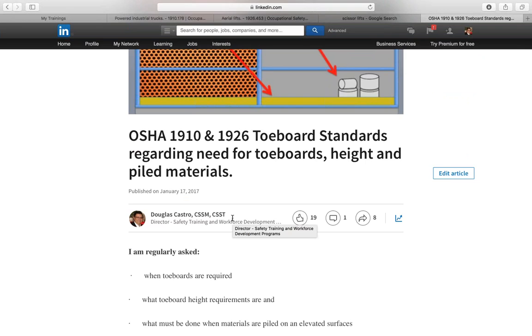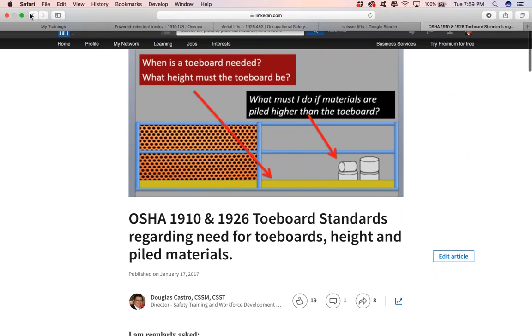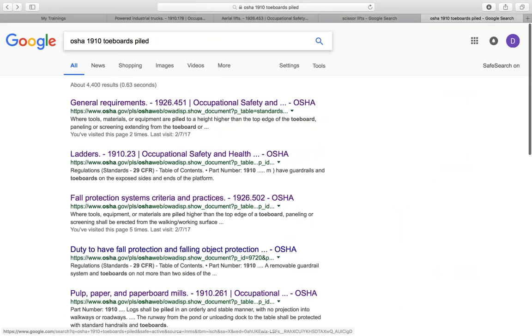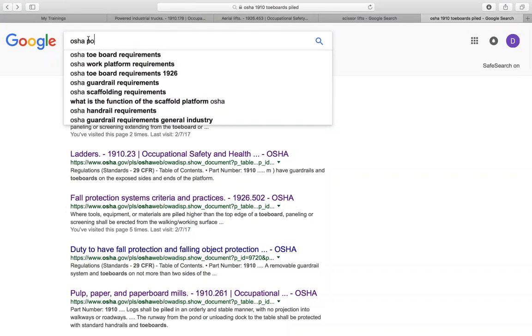The second one that we talked about was powder actuated tools. Let's do OSHA powder actuated tools.